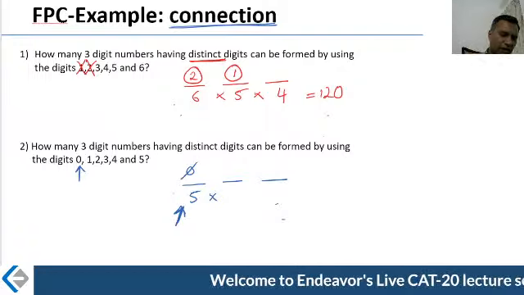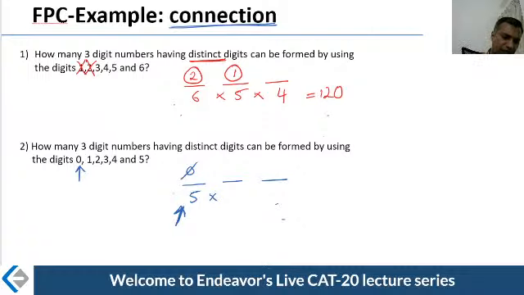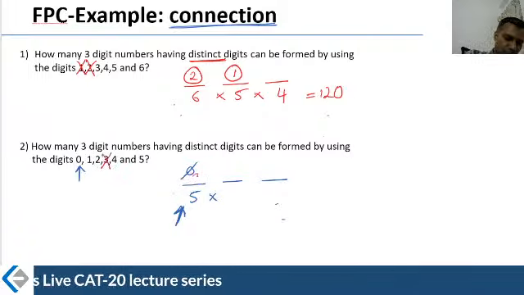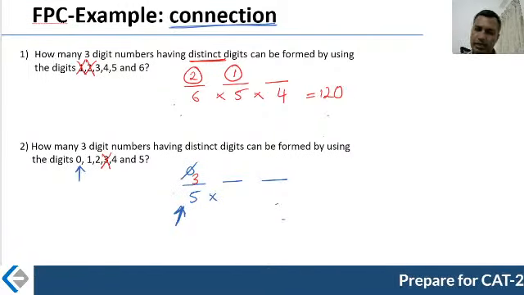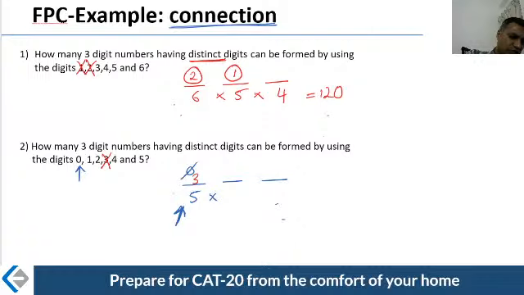Yeah, first place cannot be filled with a 0. Therefore, it can be filled with any of the remaining 5 digits. That is 1, 2, 3, 4, 5. Let's assume you filled a 3. Dummy, you should have filled something there. Assume that you filled a 3.